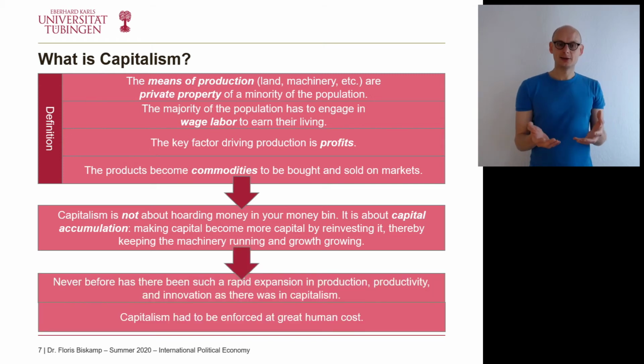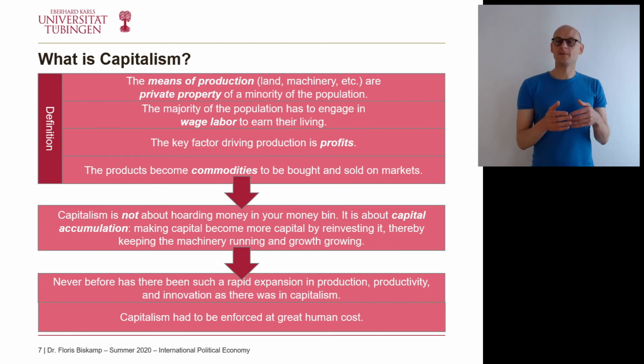What this does to the economy is that there is a rapid expansion of production, of productivity, of innovation, and this happened in capitalism to a scale to which it never ever happened before. So part of this is driven by the fact that there's not only one capitalist, but there is some type of competition. It's sometimes more competition, sometimes less competition, but there is competition. So you always have to do better than the others do if you are a capitalist.